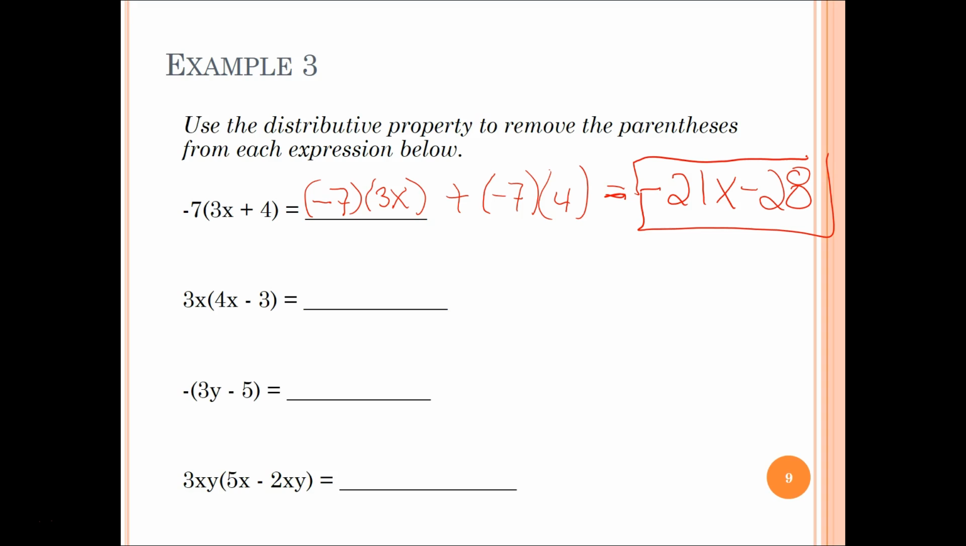Now, we can jump right to it. If we look at this next one, thinking about the numbers first, we have 3 times 4, which is 12. And we have x times x, which we just discussed is x squared.